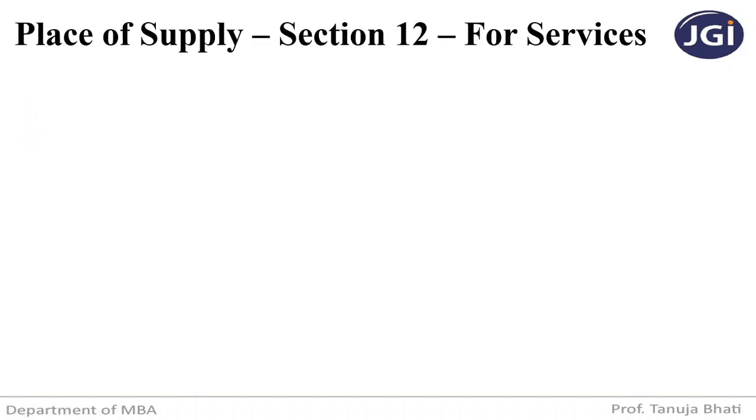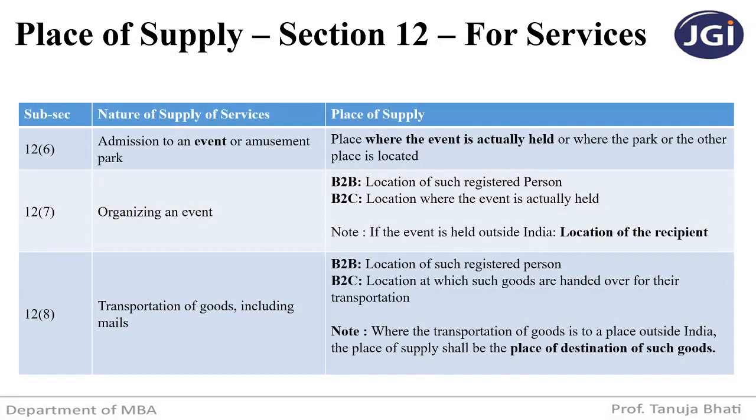Next. Now I already told you there are 13 cases under section 12, out of which 3 cases we have already seen. Moving ahead to the 4th case. Section 12 subsection 6 is the 4th case, where the nature of supply of service is in respect of admission to an event or amusement park. So the place of supply will be the place where the event is actually held or where the park or other place is located. So suppose there is some event going on and you have enrolled for that event, so that is the service.